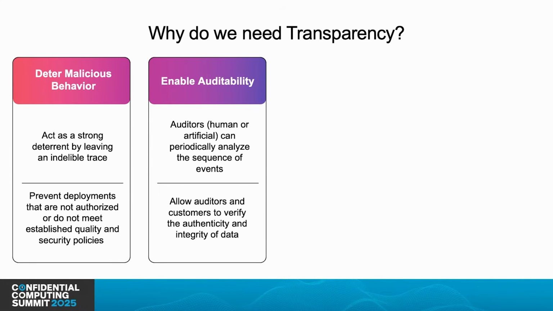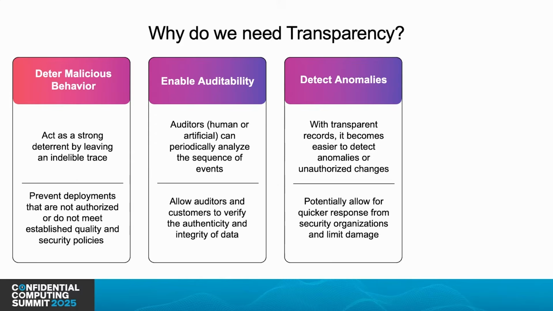Next, it enables auditability. This can be a human auditor or an artificial auditor in the future. They can periodically analyze a sequence of events that happen. What does that help you do? It helps you potentially detect anomalies, right? Essentially, Cloud Transparency Service is capturing a bunch of changes and actions in the build environment.